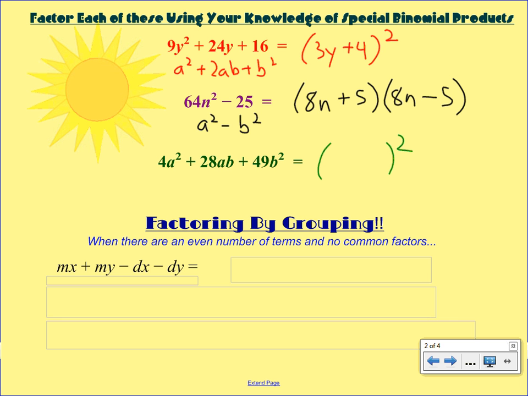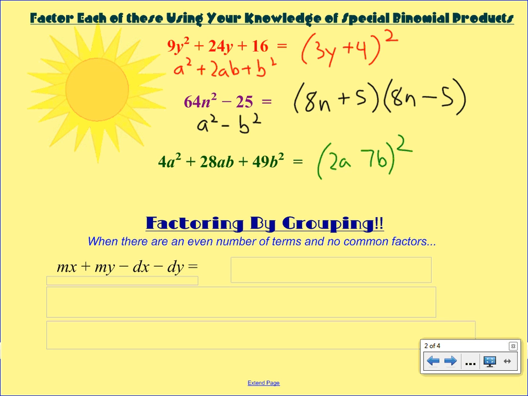So what did we square to get our 4a squared right over here? 2a will be the value that we square. And what did we square to get 49b squared? Hopefully we need a 7 to get the 49. Hopefully we recognize that we also need a b to get the b squared. So it's going to be a 7b.